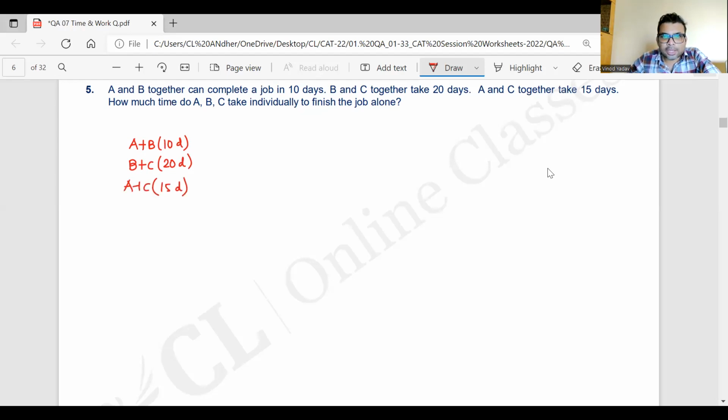In how much time will A, B and C individually finish the job? Since you know the individual numbers for each group, you can easily define the work, isn't it? A number in the table of 10, 20 and 15. What is that? Perfect, 60 units. Now we can find the efficiency of each pair. 10 days, 60 units, so 6 units per day.